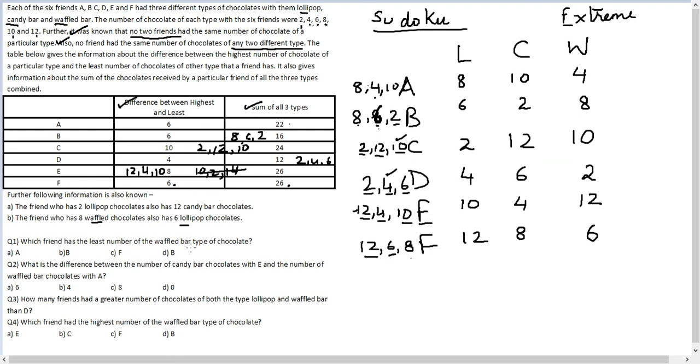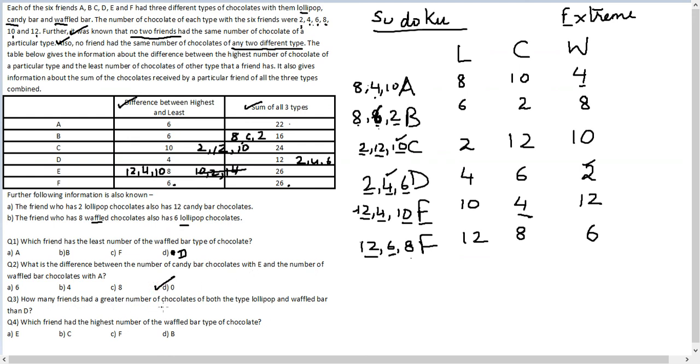Which friend has the least number of waffled bar chocolate type? Waffled bar chocolate type has to be this number. So the answer has to be D. I think I made a mistake here. It should be D. Another, what is the difference between the number of candy bar chocolates with E and the number of waffled bar chocolates with A? Candy bar chocolates with E and waffled bar chocolates with A. So 4 minus 4, the difference is 0.